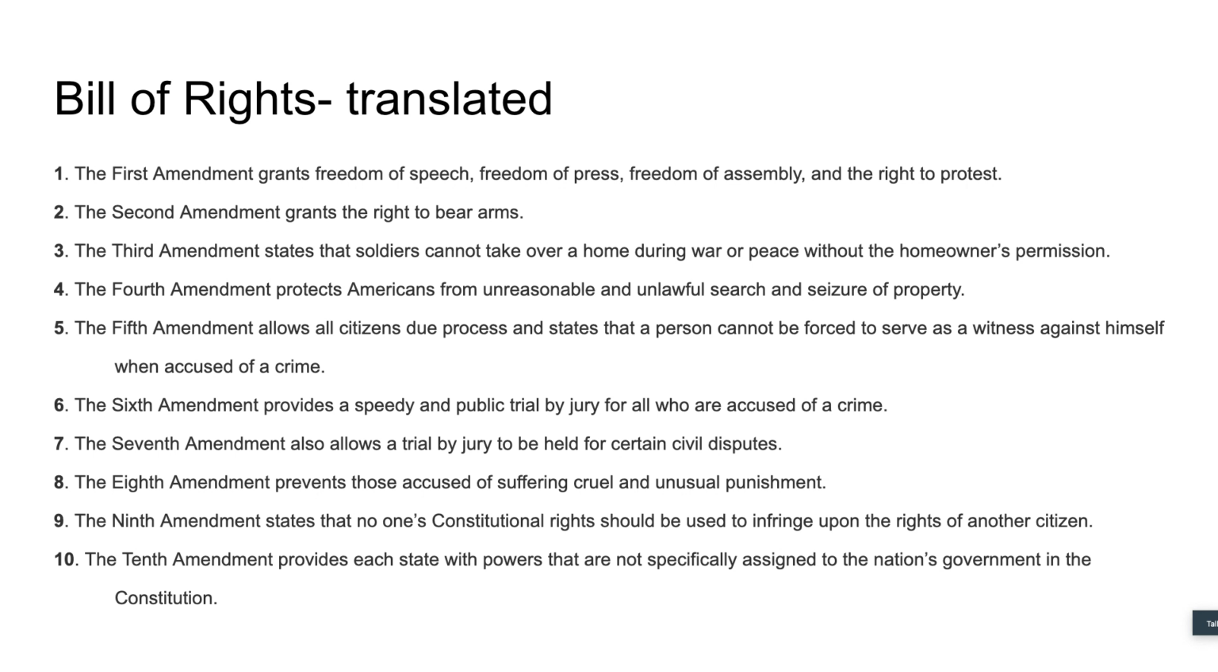The Fourth Amendment is protecting Americans from unreasonable and unlawful search and seizure of property. So that means the police or government officials can't just come into your home without a reason, just to look through your stuff. The Fifth Amendment allows all citizens due process and states that a person cannot be forced to serve as a witness against himself when accused of a crime.